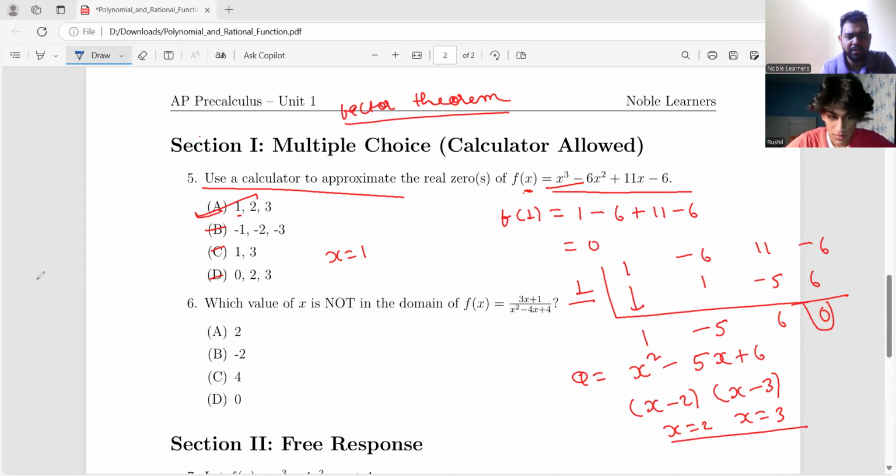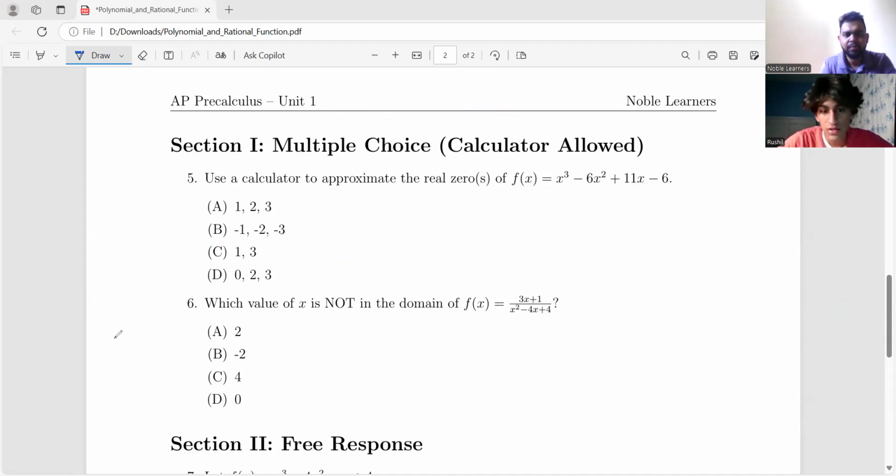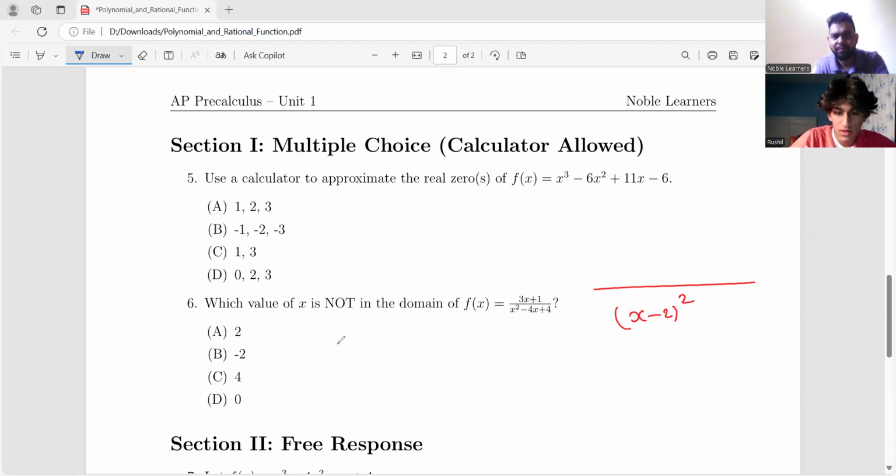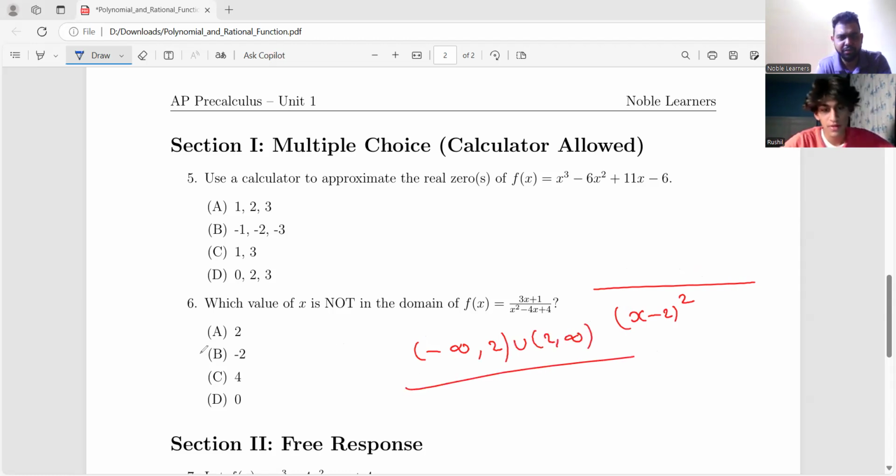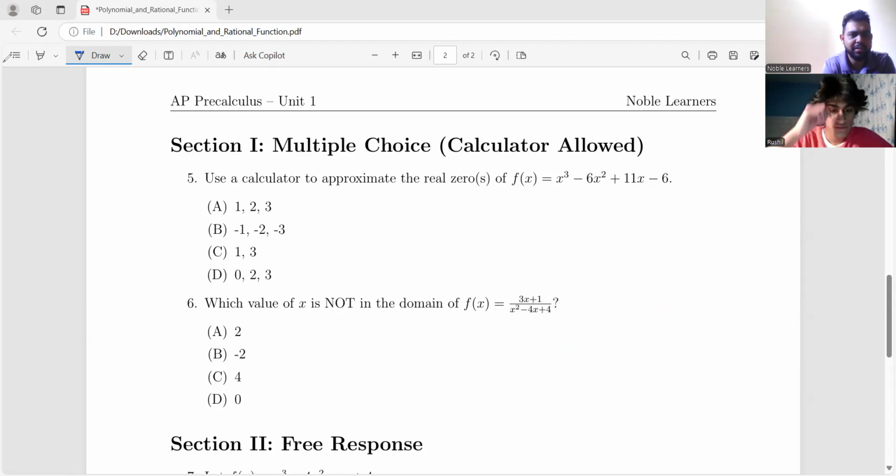Now try question number 6. The value x is not in the domain, so basically we have to find the domain. For finding the domain, we find holes and vertical asymptotes because they are not included. We have x squared minus 4x plus 4, actually x minus 2 whole squared. So 2 is the vertical asymptote. Correct. So your domain is going to be from negative infinity to 2, union 2 to infinity. So that's your domain, and that's the answer. That's not included. Now let us come to the free response questions.